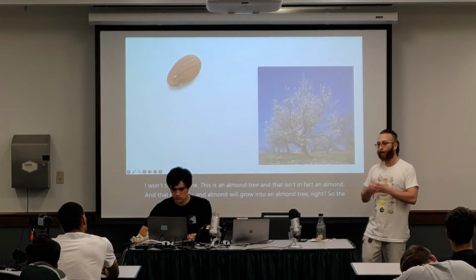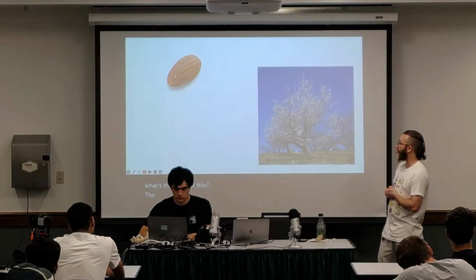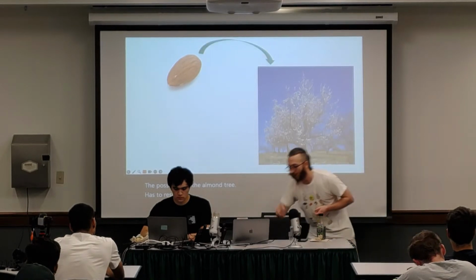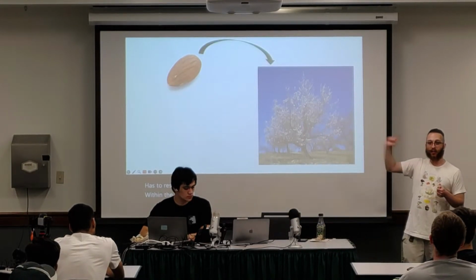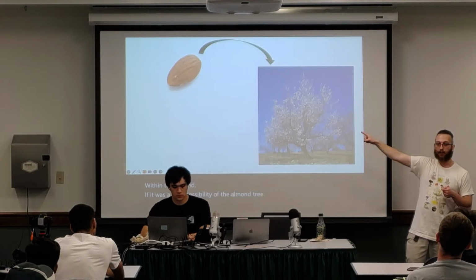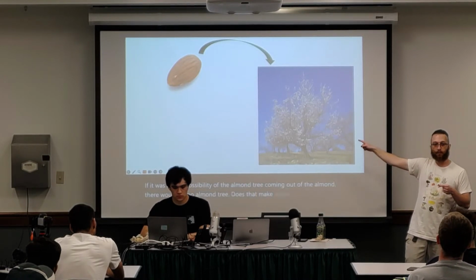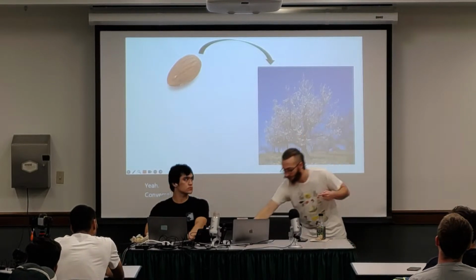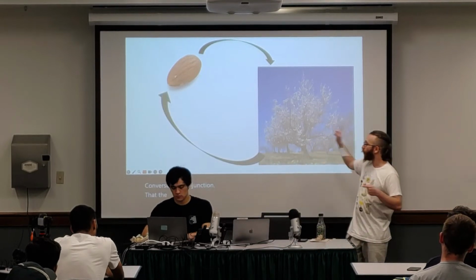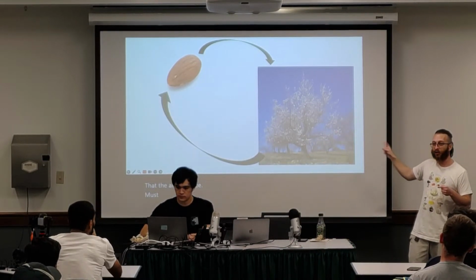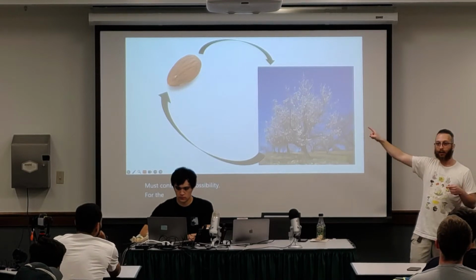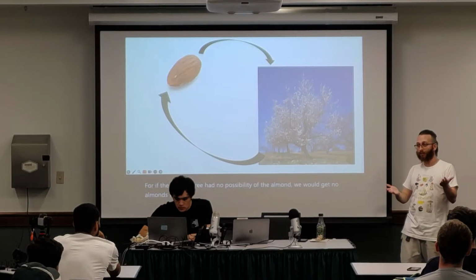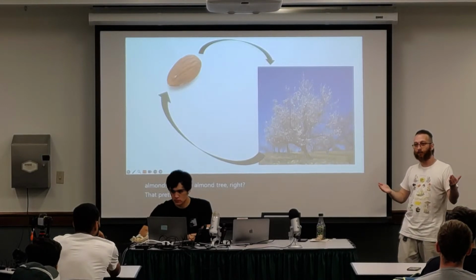So what's the point of this? The possibility of the almond tree has to reside within the almond. If there was zero possibility of the almond tree coming out of the almond, there would be no almond tree. Does that make sense? Conversely, the almond tree must contain the possibility for the almond. For if the almond tree had no possibility of the almond, we would get no almonds from the almond tree. That's pretty straightforward, right?